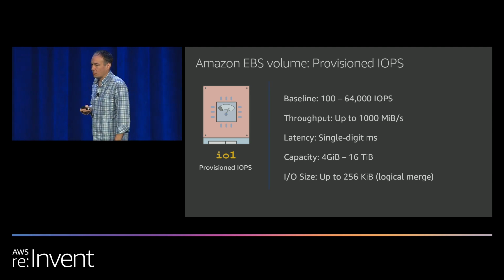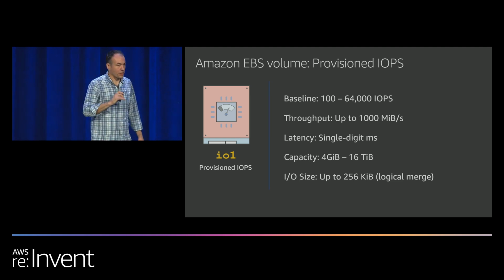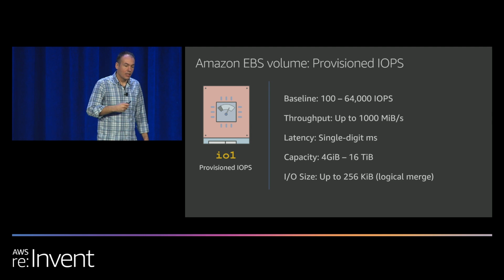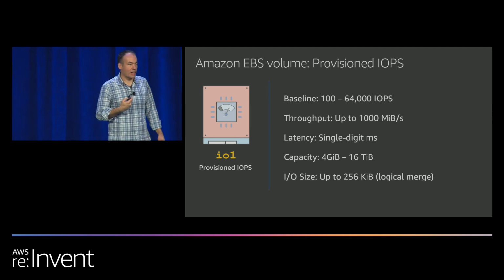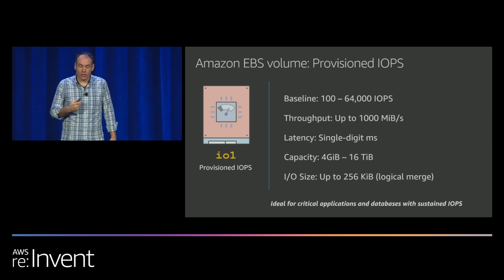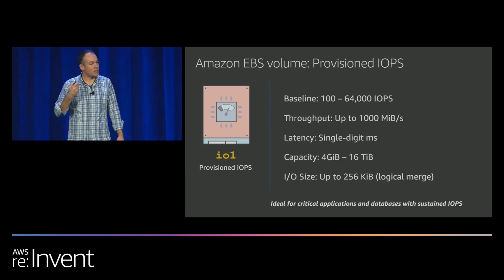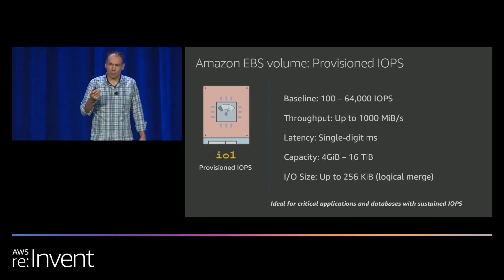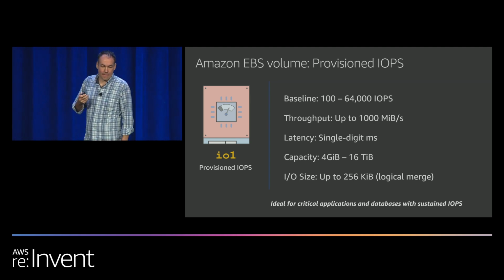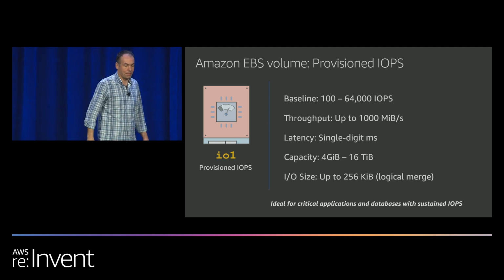And so these are provisionable from 4 gigabytes to 16 terabytes, and we have that same 256K logical merge. There's no burst bucket on provisioned IOPS, and the other thing about provisioned IOPS is it's got a higher latency consistency profile. So this is typically good for mission-critical applications, things that have sustained workloads, less bursty workloads, and we'll talk a little bit more about some of what we mean by critical in a little bit.